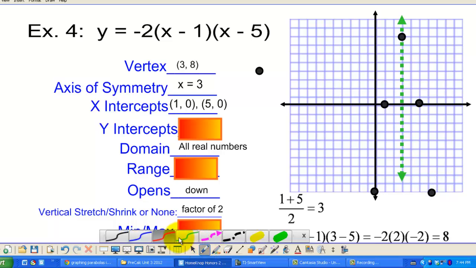axis of symmetry. And this is not going to be the best because I'm doing this on the smartboard and it's kind of hard to do with just a laptop. Oh, that was terrible. Let's try that again. All right, here we go.